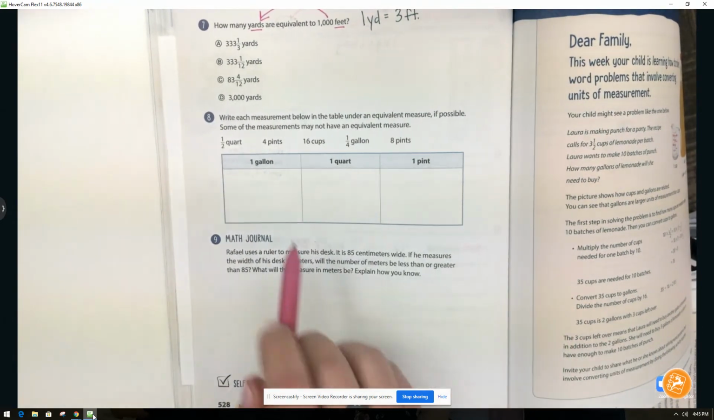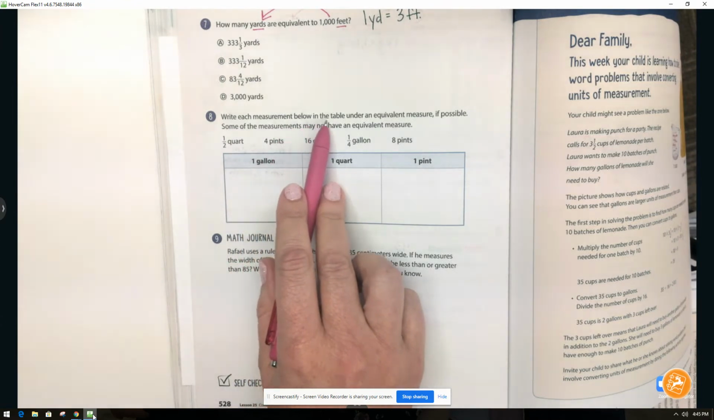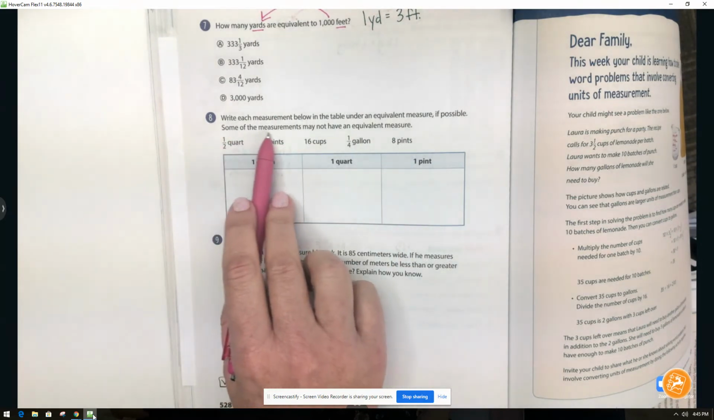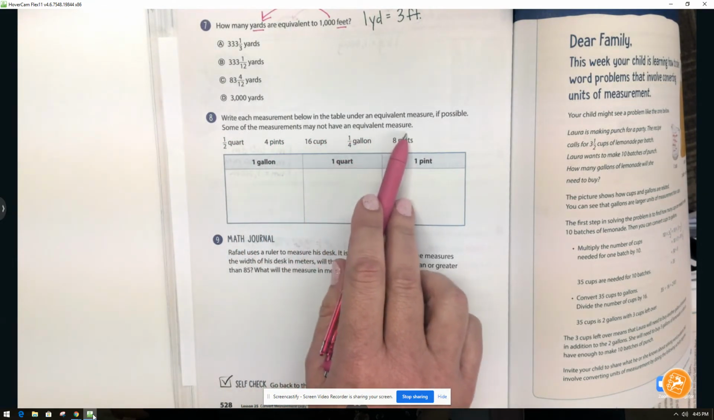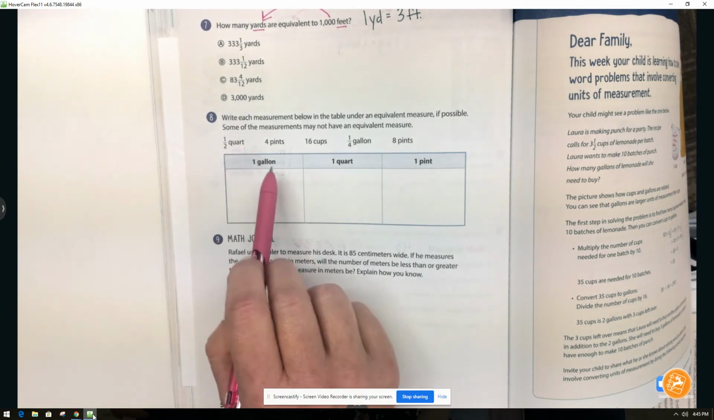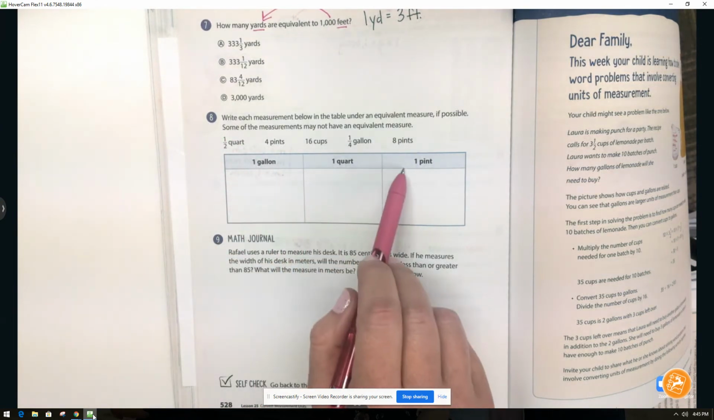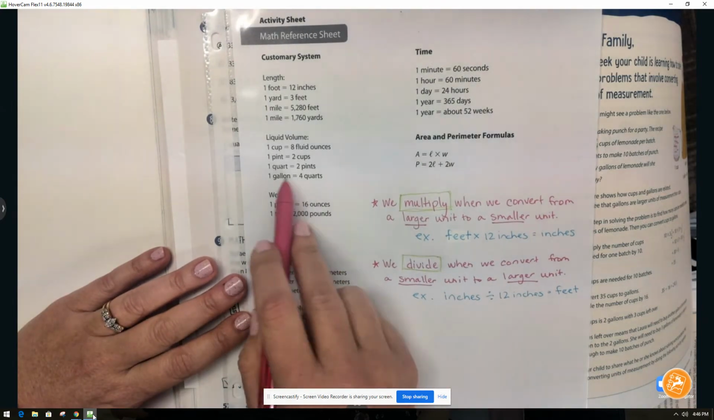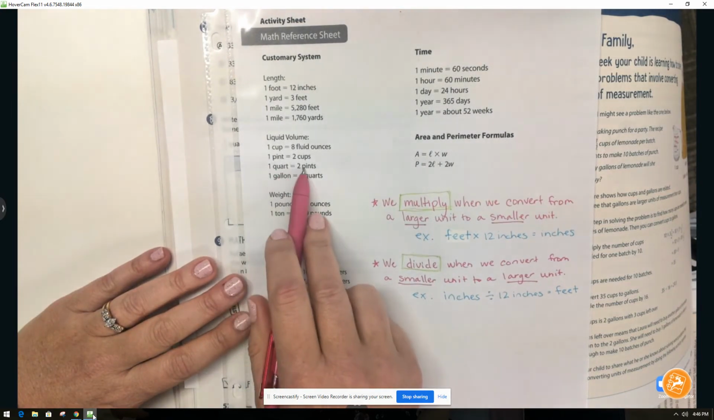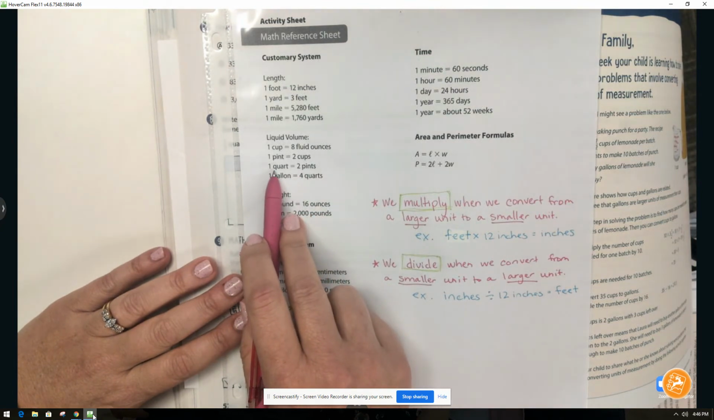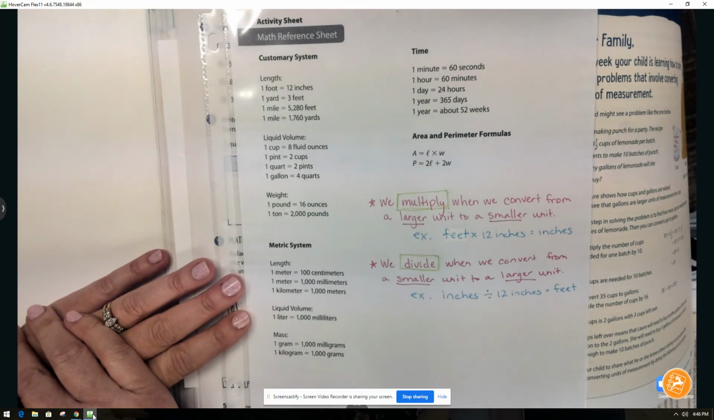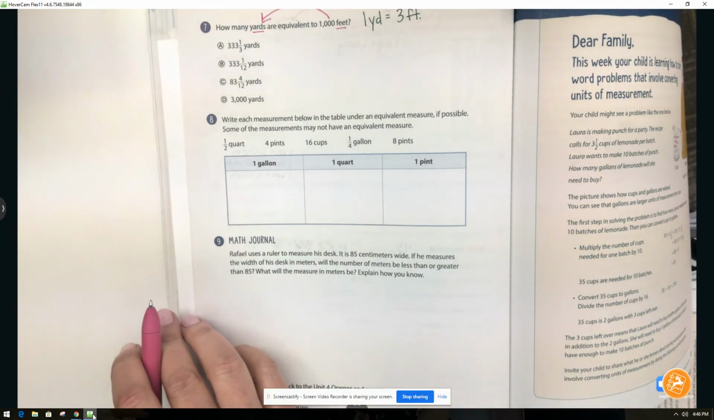Number 8 says this: write each measurement below in the table under an equivalent measure, if possible. Some of the measurements may not have an equivalent measure. So a half of a quart, is that equal to a gallon, a quart, or a pint? So, for example, you're going to look at your math reference sheet, and you're looking for a quart. Now, 1 quart is equal to 2 pints. So what would a half of a quart be equal to? That's right, a half of a quart would be equal to 1 pint. Is that one of our choices?